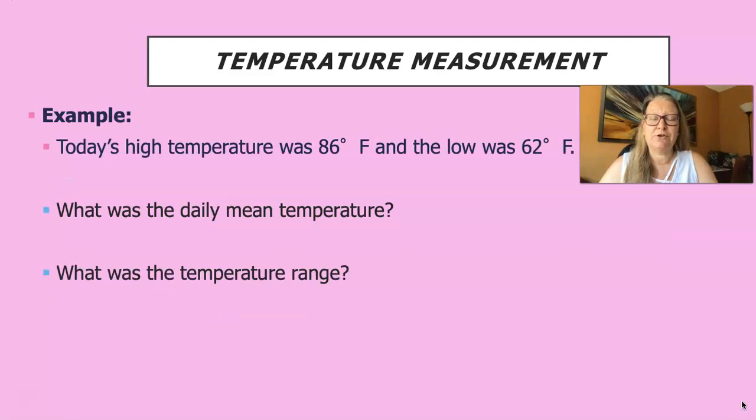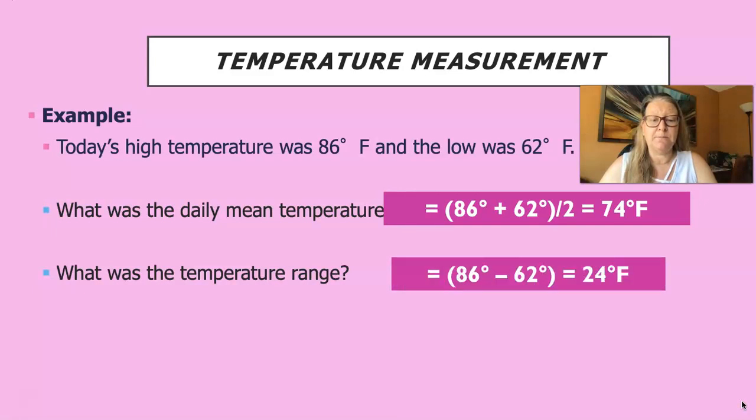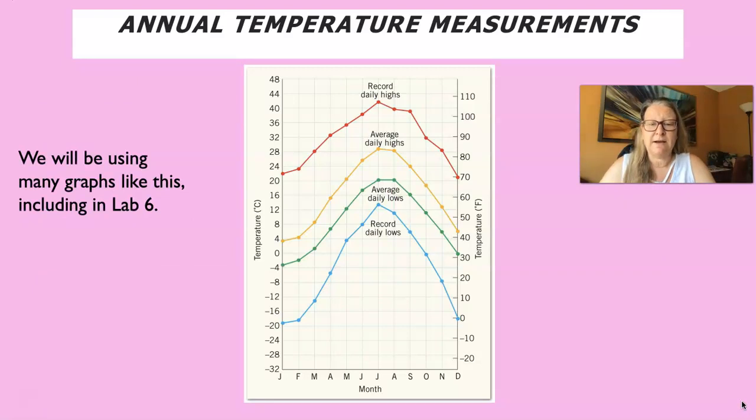Here's an example for you to try. Put the video on pause and see if you can use these numbers to calculate the daily mean and the daily range. So the daily mean is calculated by adding the maximum and the minimum and dividing by 2. You get 74 degrees Fahrenheit. The range is calculated by taking the maximum and subtracting the minimum, so the range on this particular day was 24 degrees Fahrenheit.